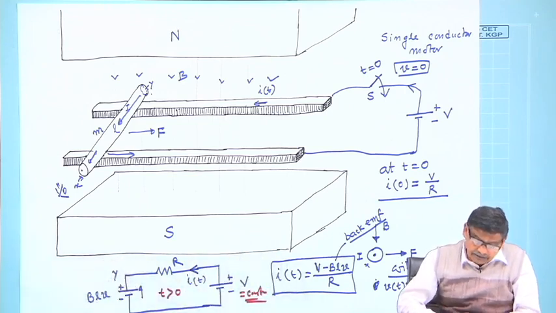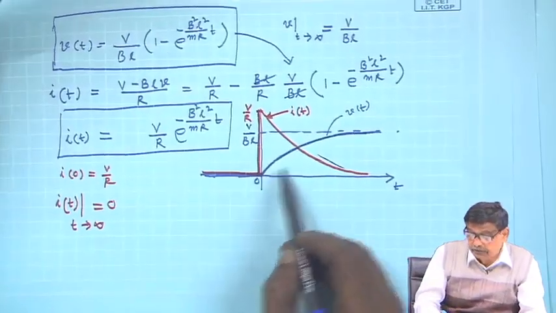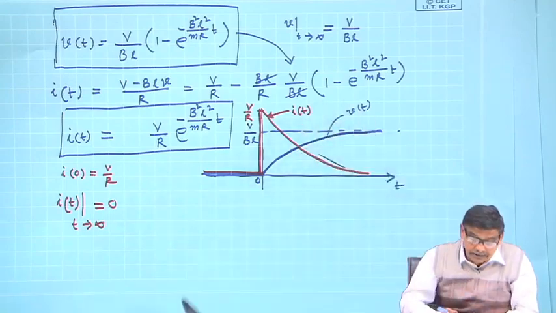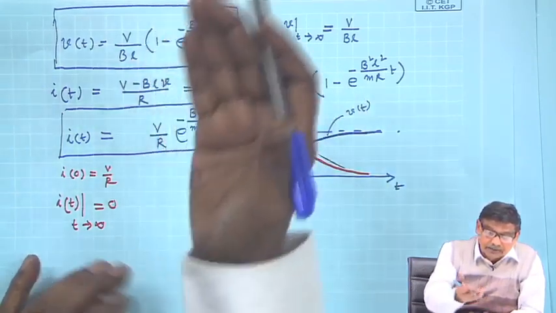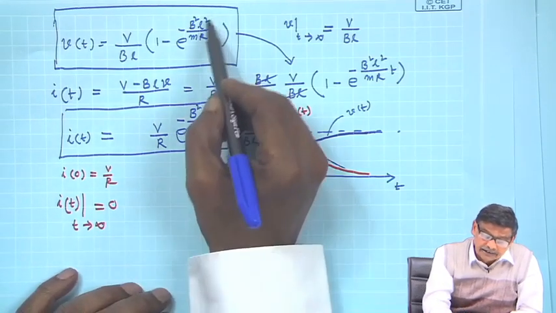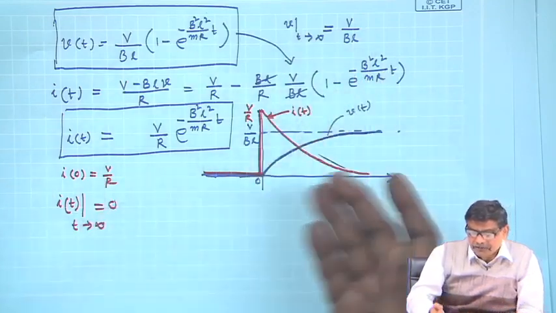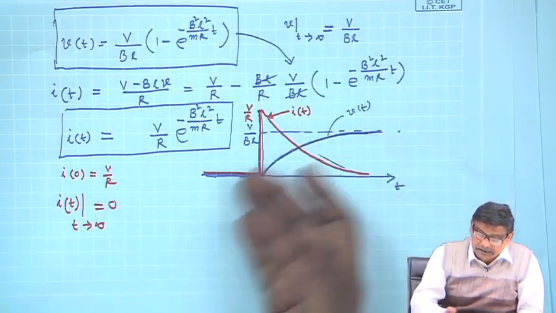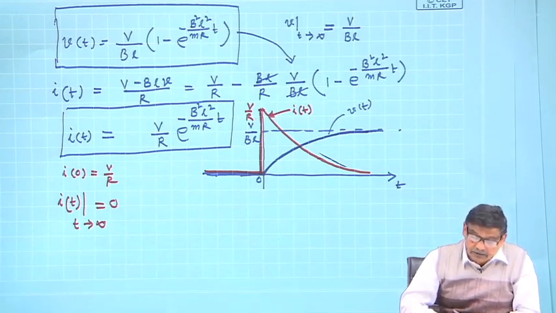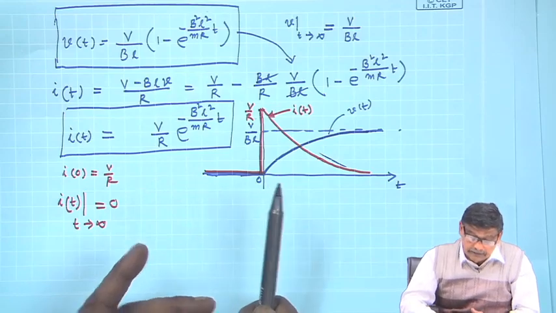Now, the question is, after some time, of course, do I have to wait for infinity to have this velocity? No, it is like RL circuit charging. If you see the equation, V by R times 1 minus e to the power minus t by tau, it has a time constant. Depending upon this time constant, maybe after 2-3 time constants the velocity will be essentially constant and equal to capital V by B L, where capital V is the supply voltage.